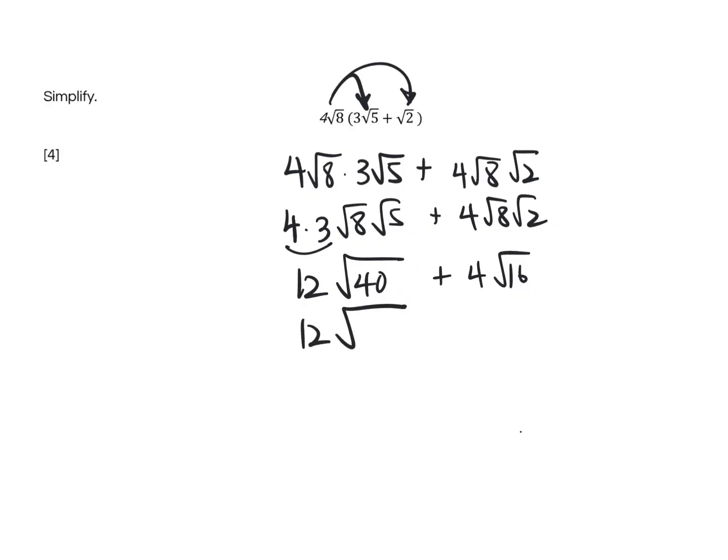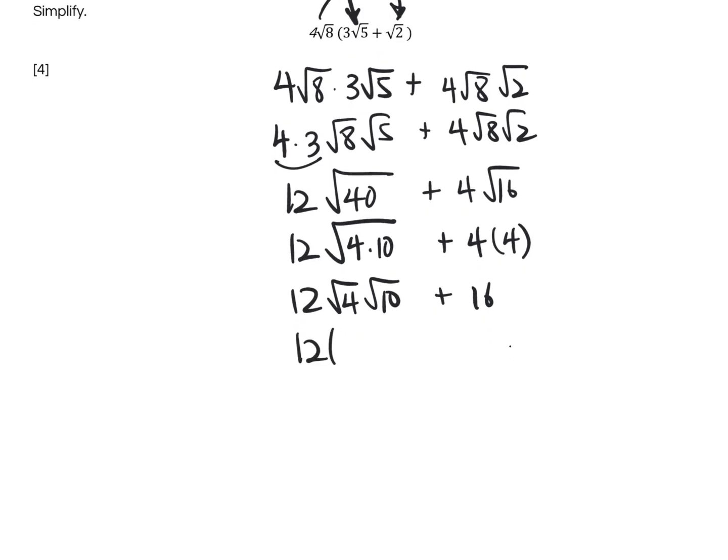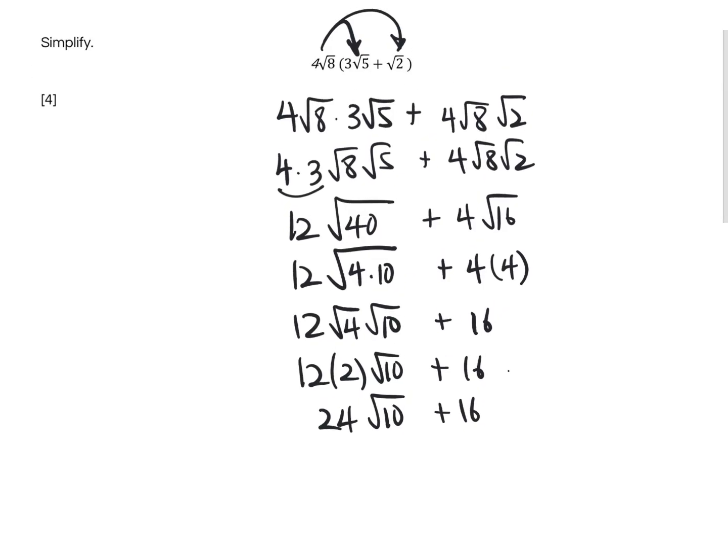The perfect square that goes into 40 would be 4, so 4 times 10. And the root of 16, we already know, is 4. So here I get 12 root 4 root 10, pulling those apart, plus 16. And then 12, the root 4 is just 2, root 10 plus 16. So my final answer is 24 root 10 plus 16.